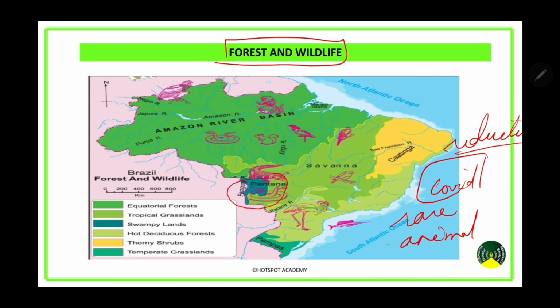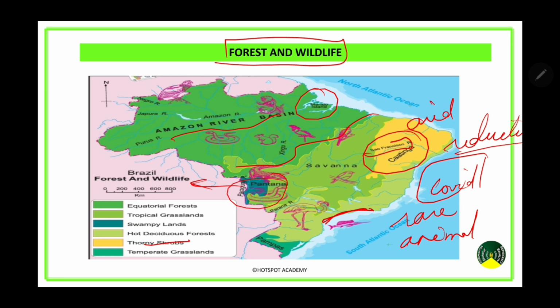Like if you see, the anacondas are found where? In your wetlands, right? So this is your Amazon basin, right? Huge basin. Here is your Marajo Islands. Your Caatinga, again the thorny shrubs or the arid zone, because of the drought quadrilateral, because of this escarpment. Here is the Sao Francisco. Here are the Pampas. Good to go.